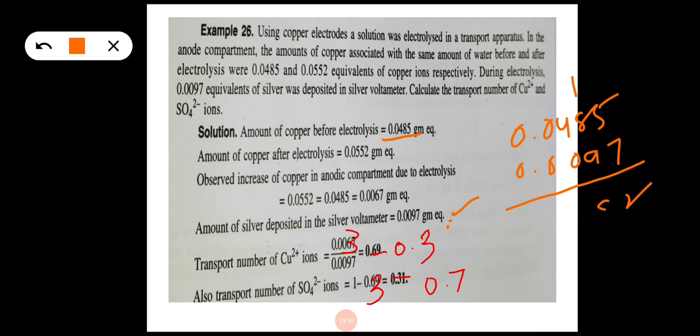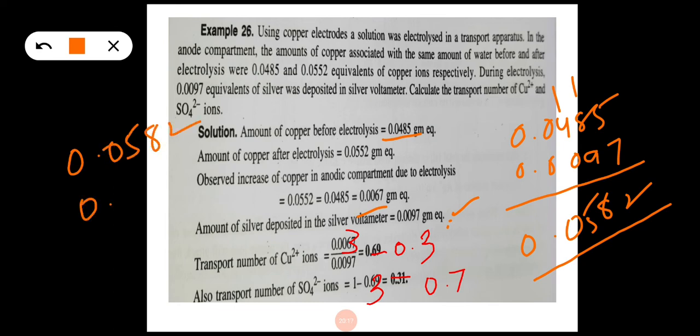it comes to 0.0582. So the expected increase is this much, but the observed increase is this much only. The difference in the increase is 0.0582 minus 0.0552, which is 0.0030.